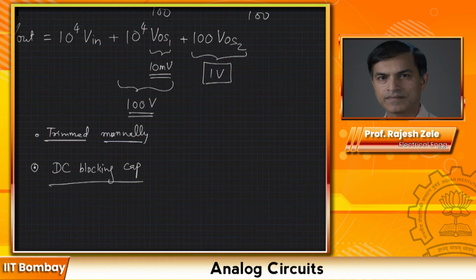So for example, let's take an example. Let's say this is one amplifier, this is a second amplifier, and if I insert a capacitor in between, then as far as DC is concerned, the signal DC will not go through. Okay, only the AC signal can go through.